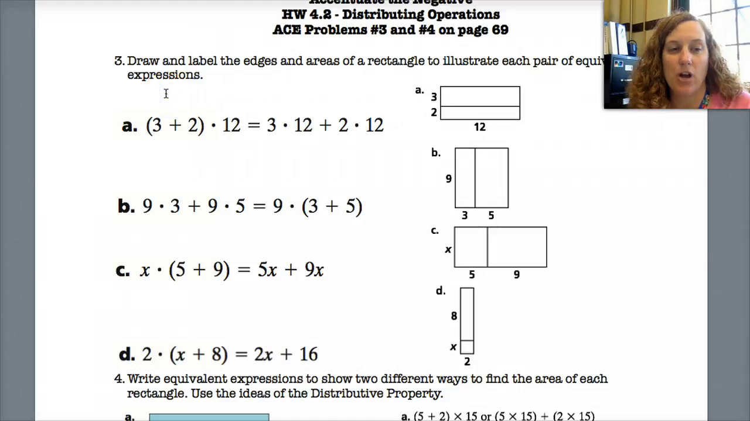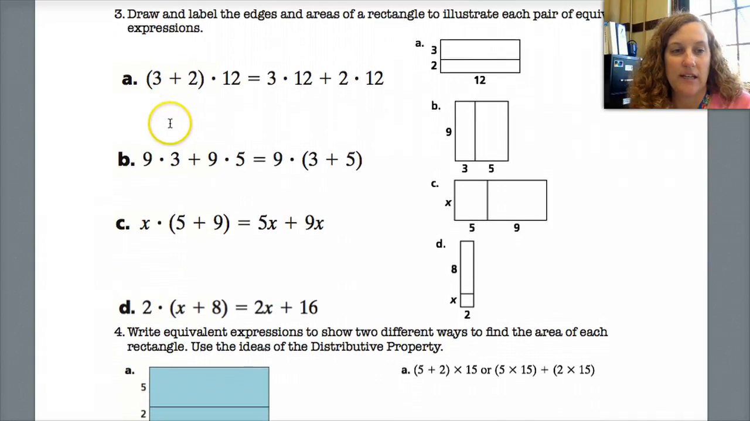So the first one says, draw and label the edges and areas of a rectangle to illustrate each pair of equivalent expressions. What we can see here is that we have 3 plus 2 times 12. What that tells me is one side of my rectangle is 12, the other side of my rectangle is 3 plus 2, or 5. So we have a rectangle that has 3 plus 2 by 12.